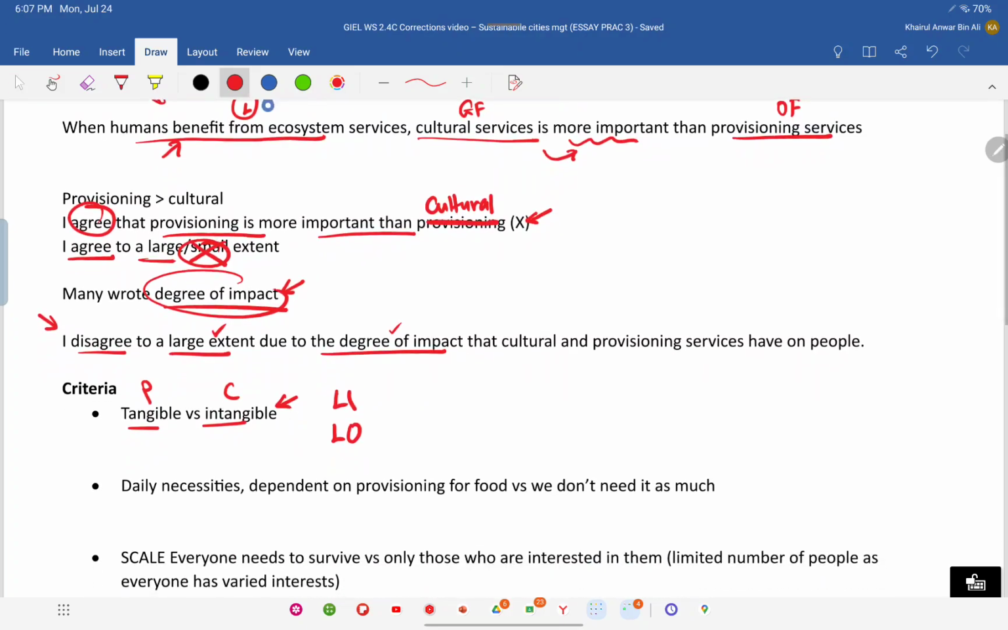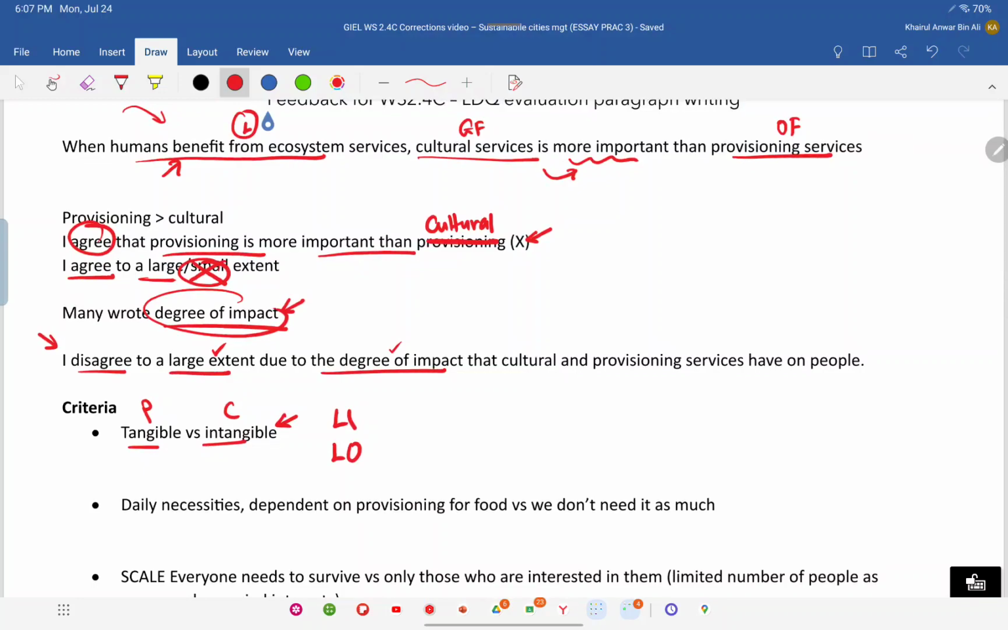Okay? Second one, something that I've accepted a bit more, is the idea of provisioning as a daily necessity. So we depend on provisioning for food, as opposed to cultural services where we don't need it as much. So for this one, the range that I give is level 1 to level 2. Why no higher than that? Because, well, for one, everything is subjective lah, right? Like I said, there is no right or wrong answer.